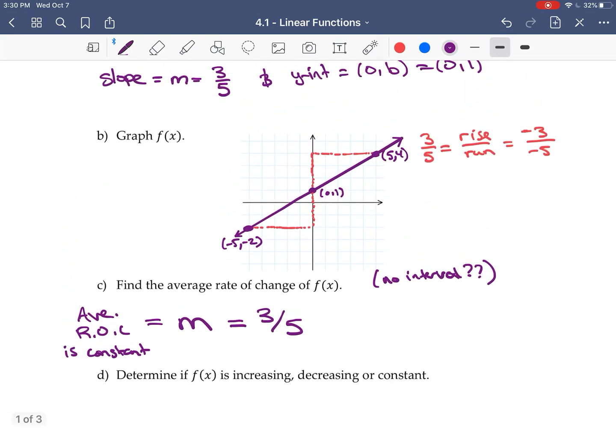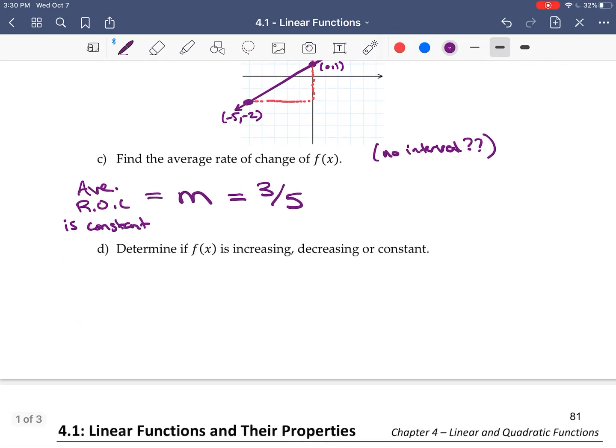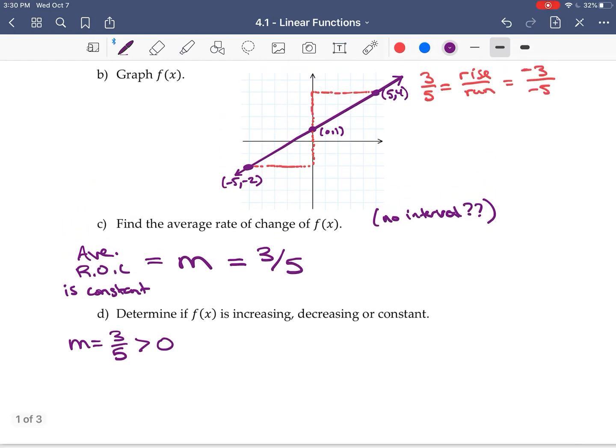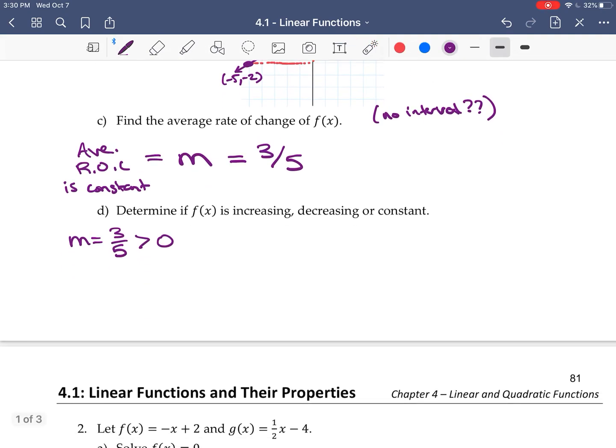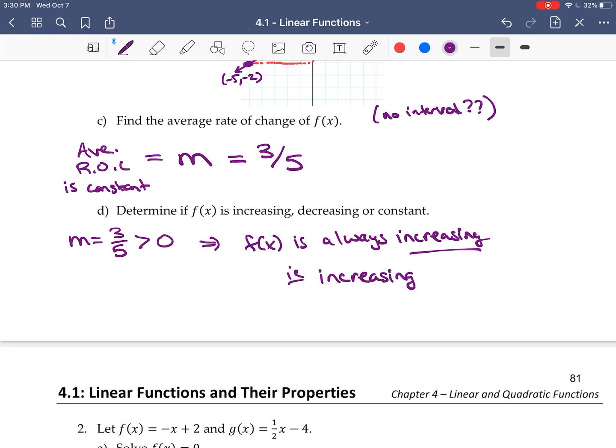Now, is it increasing, decreasing, or constant? So our slope, m, is 3/5, which is a positive slope. So that means that as I go to the right in the x values, the y values are going up. So that's increasing. So here, f of x is always increasing and at a constant rate. So it's increasing on its entire domain, which is negative infinity to infinity.